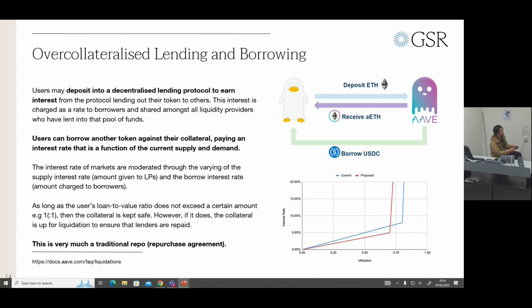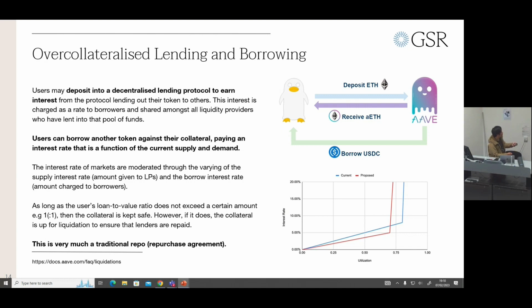Based on this, some sort of interest rate comes out of that. Depending on the interest rate that they charge borrowers for, let's say, borrowing Ether, you might get your interest back in Ether, and that is a function of how much the borrowers pay as part of the interest.